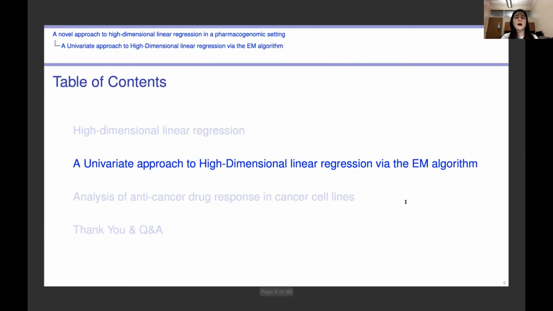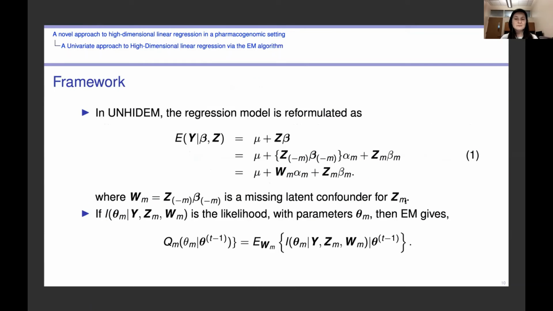And so in HiThumb, we're combining the sparse linear regression, the variable selection part, with confidence and prediction intervals for predicted values. More specifically, in the traditional linear regression, we split the equation by focusing on one predictor Z_m at a time, and we collapse all the other predictors into a missing latent confounder, W. We're treating that as missing, using the EM algorithm. This is the typical formulation.